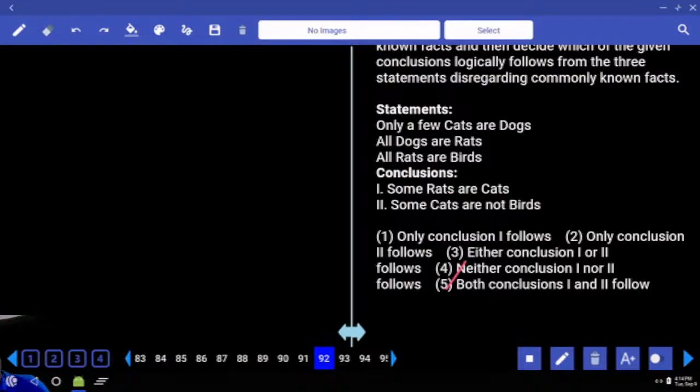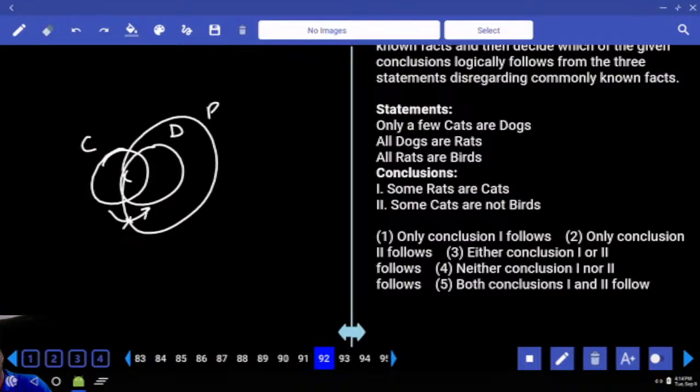Then 92, only a few cats are dogs. Only some of the cats are dogs, but not all. This entire cat cannot be a part of dog. Only some cats, but not all. And all dogs are rats. Now this entire dog is a part of what? Rat. And all rats are birds. Entire rat is a part of bird. And some rats are cats, definitely too. Some cats are not birds too.